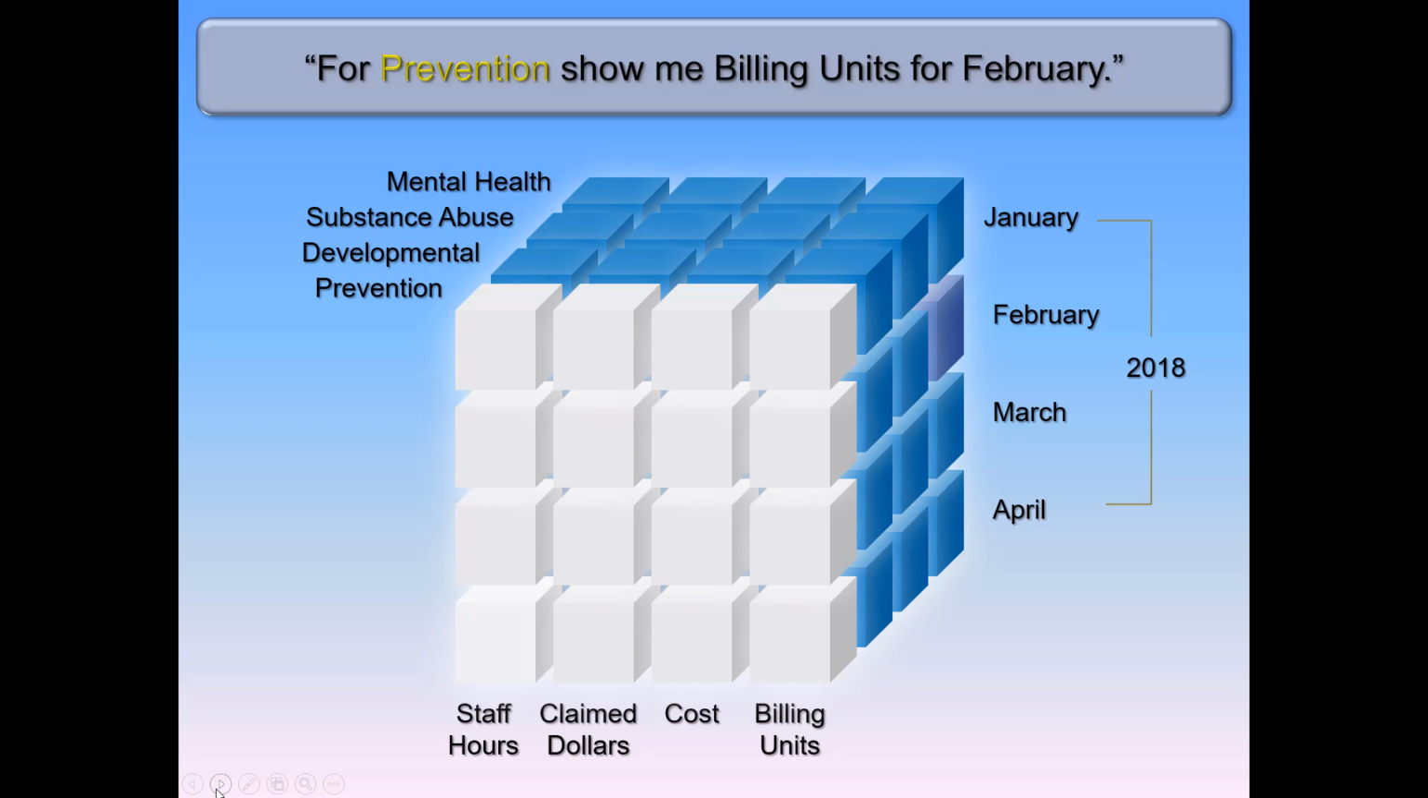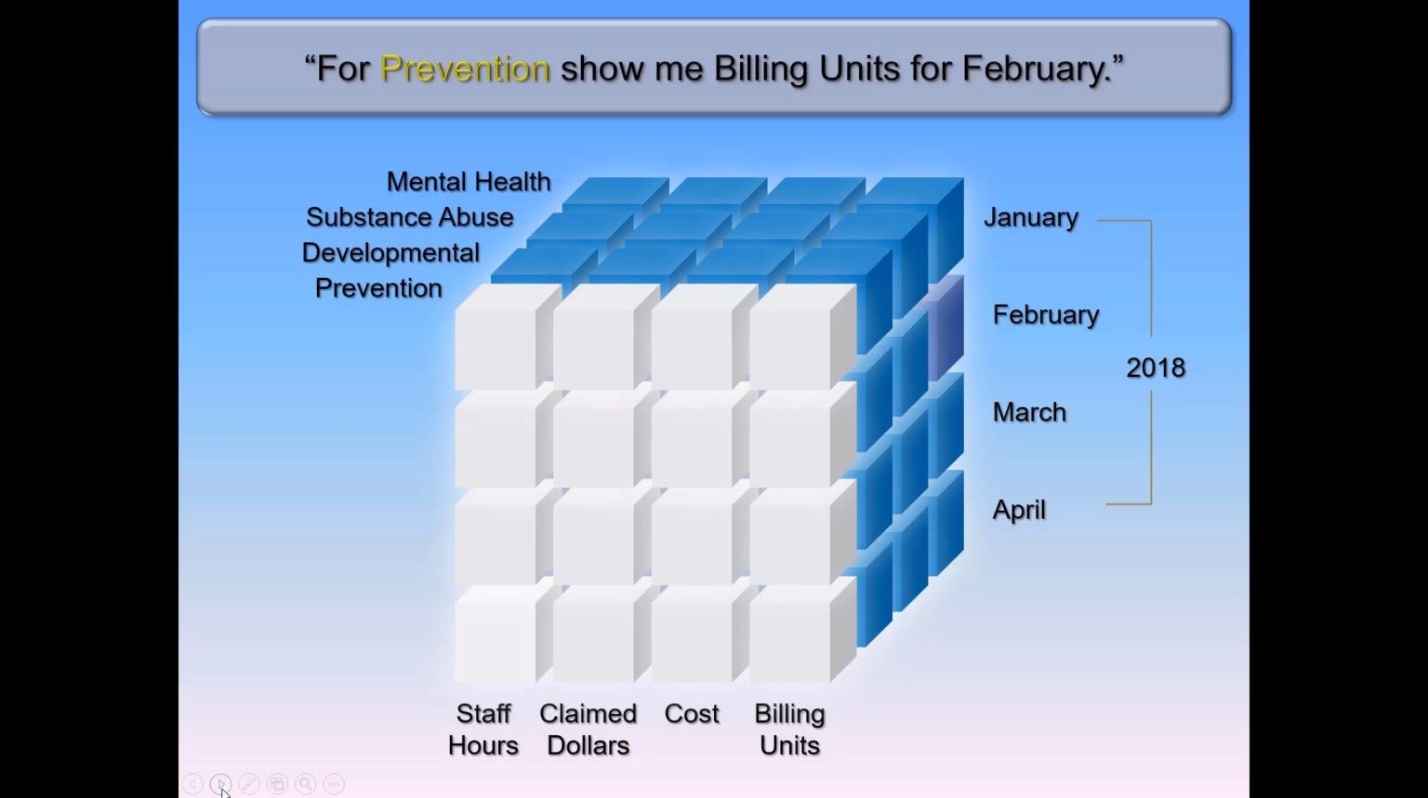So the first thing that happens is we've provided a parameter within our spreadsheet or in our report or whatever that says, only show me the program prevention. Now we could select multiple programs, but to keep it very simple, we're selecting a single program.